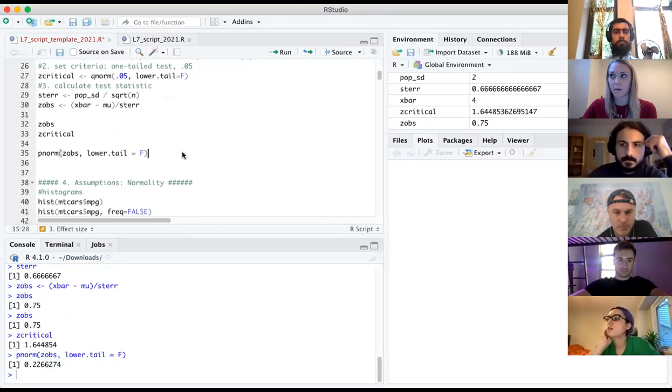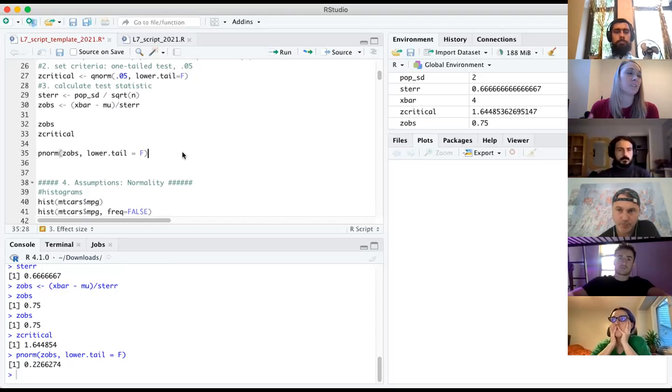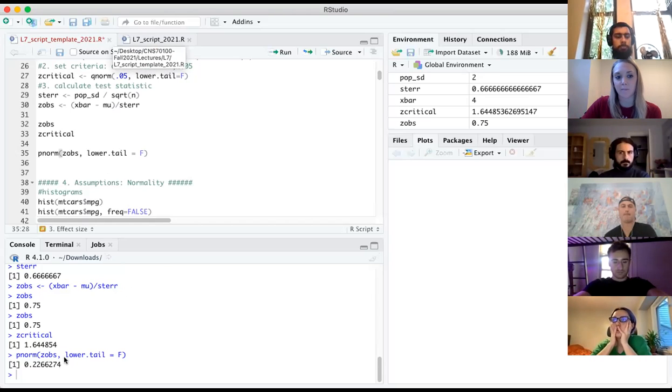0.05. Oh, wait, actually, it's one tail. It's still 0.05. Even though that is the standard, and even though two-tailed is the standard, usually what we're saying is we are using 0.025 on either end. But because this is just one-tailed, we use 0.05.